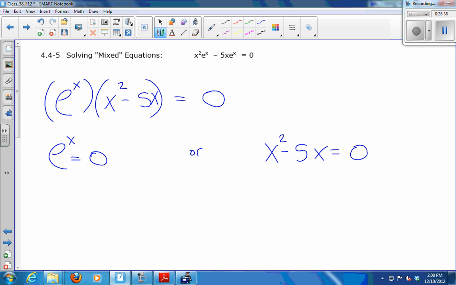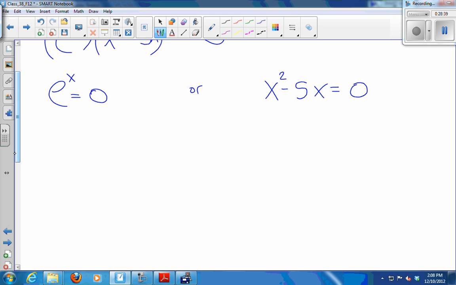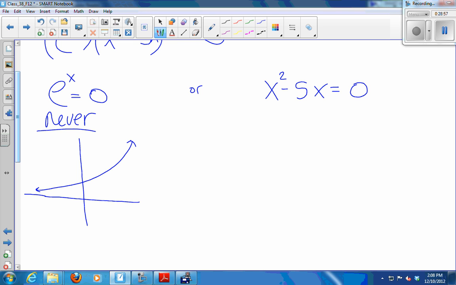Yes, 0 is the asymptote for e to the x. If I draw a graph of e to the x, it looks like this, right? And my graph never gets down to the x-axis, which is y equals 0, right? So this has no solutions. E to the x equals 0, never.